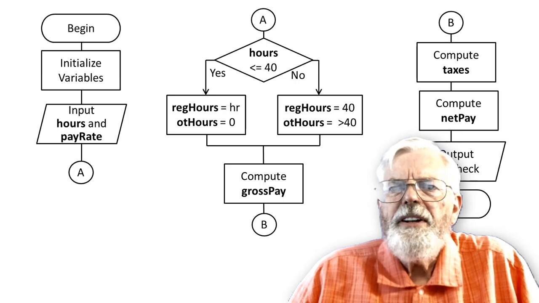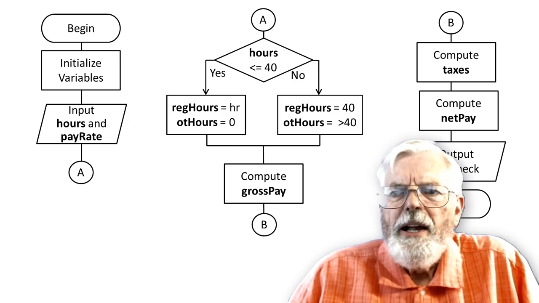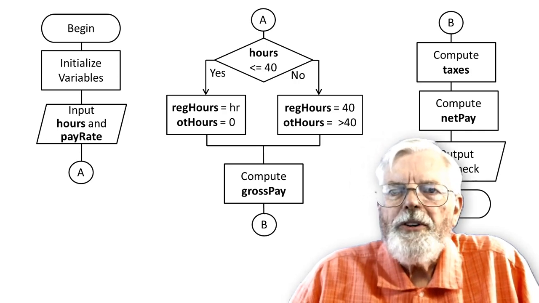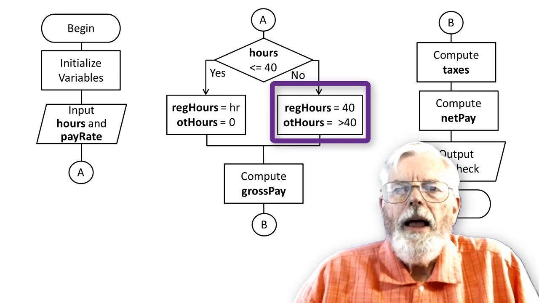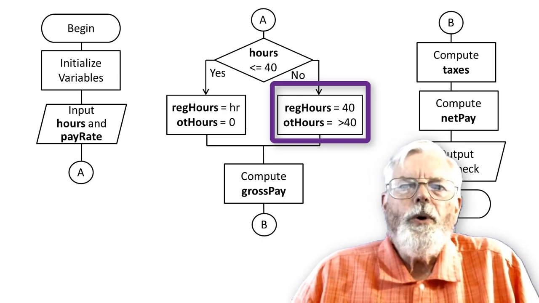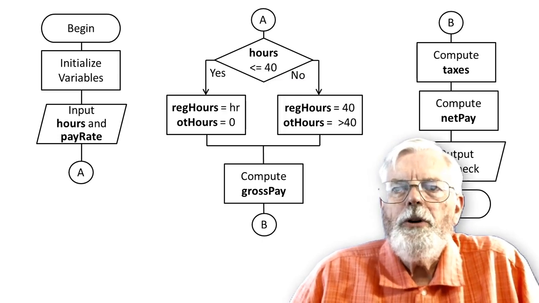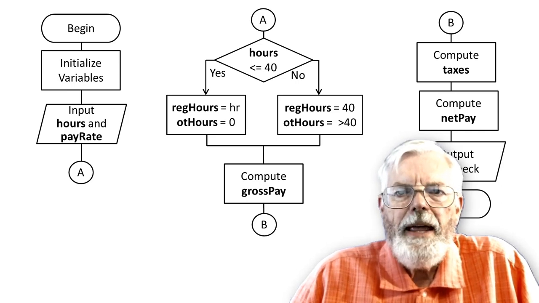However, if the test condition is not true, that the hours are less than or equal to 40, that means that there is some overtime. Therefore, we set regular hours to 40 and we set the overtime hours to anything over 40. We can then proceed to compute gross pay, taxes, and net pay, and then display them.